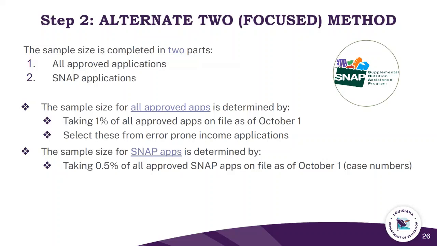The last method, if you're approved to use it as an SFA, LEAs with less than 20% non-response rate in the prior school year, is alternate 2, or the focus method. Using this method, your sample size will equal the lesser of the sum of either 1,000 of all applications approved by the LEA as of October 1st, selected from error-prone applications, or 1% of all applications approved by the LEA as of October 1st, selected from error-prone applications, plus the lesser of 500 applications approved, which provide case numbers in lieu of the income information, or 1/2 of 1%, 0.5%, of applications approved by the LEA as of October 1st of the school year that provide case numbers in lieu of income information.